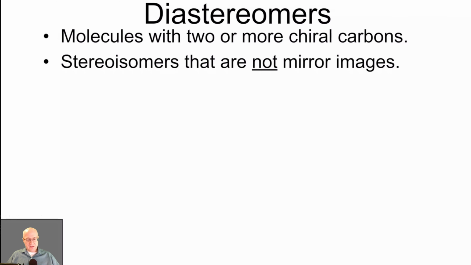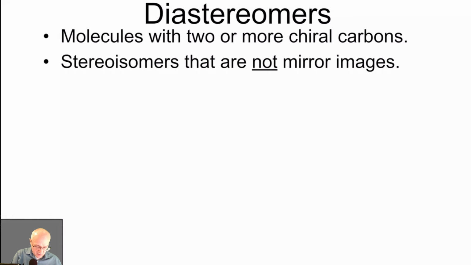That leads us to diastereomers. Now, diastereomers are molecules that have 2 or more chiral carbons. And once you have 2 or more chiral carbons in a molecule, you have the potential for diastereomers. You may not have any. You may have enantiomers, but you could have diastereomers. Diastereomers are stereoisomers that are not mirror images.